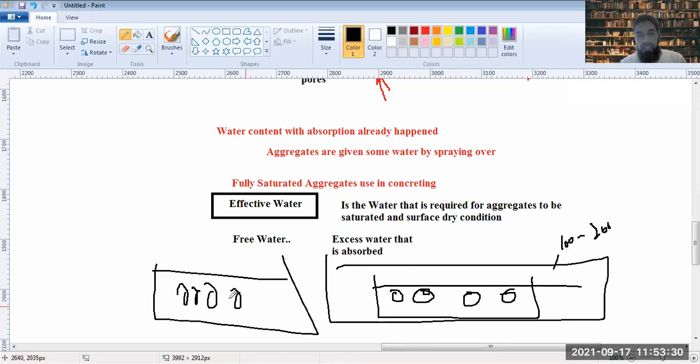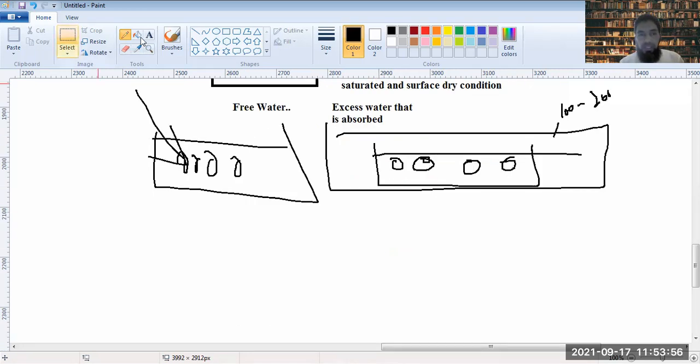Before that, I took them out of the water and just surface dried them with air drying for half an hour. I took the weight of the aggregate particles. After that, I kept them in the oven for 24 hours at 100-200 degrees Celsius, then again reweighed them. So the absorbed water from inside also comes out. That is free water. That's how you can get the free water from within the aggregates.